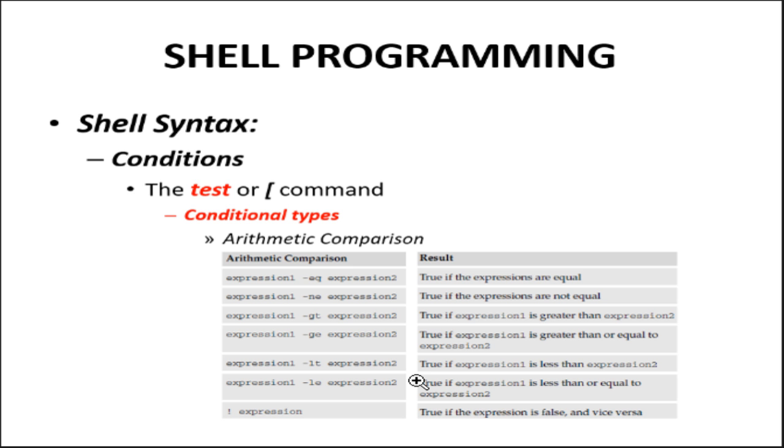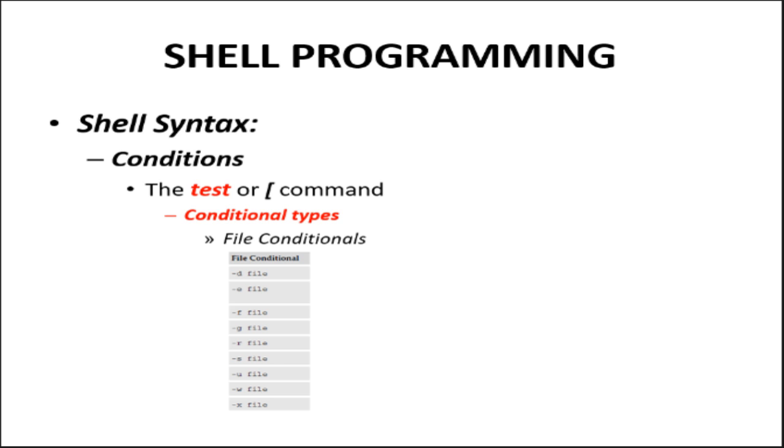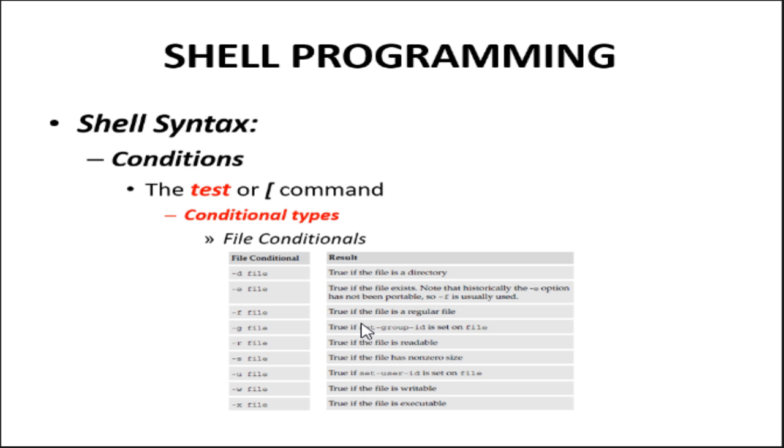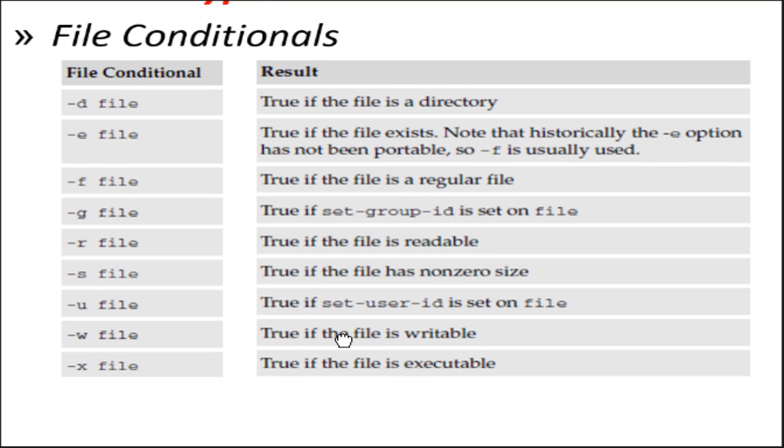Now we'll discuss the file conditionals. The following is the list of file conditionals that are available. -d file returns true if the file is a directory. -e file returns true if the file exists. -f file returns true if the file is a regular file. -g file returns true if set group id is set on the file, and so on. So this is the description of the file conditionals that are available.